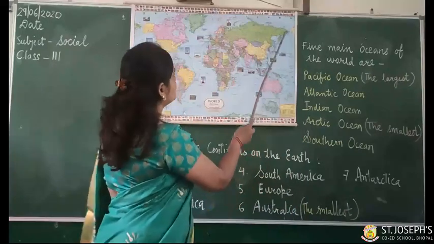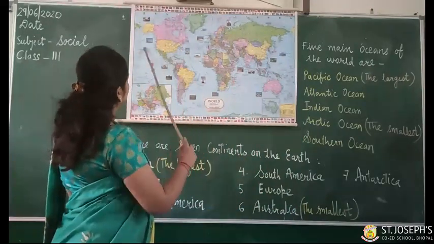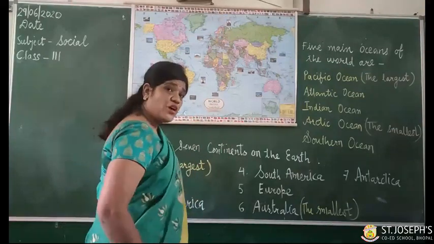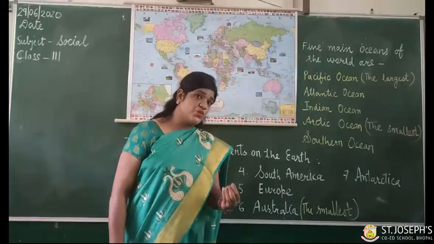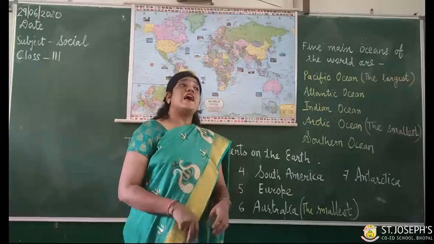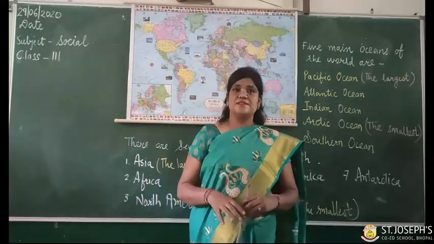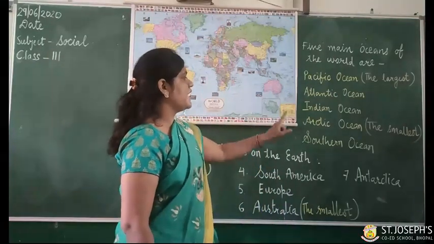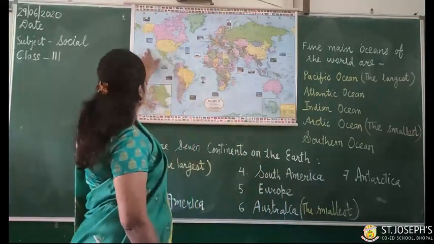What are these called, children? These water bodies, the blue color. You can see here, blue color. So this is what actually this is oceans. Okay. And now there are 5 main oceans of the world, and they are, first one, Pacific, Atlantic, Indian, Arctic, Southern. So this is Pacific Ocean.